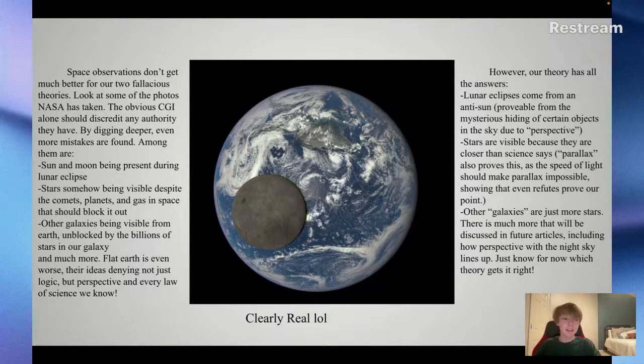Lunar eclipses come from an anti-sun, provable from the mysterious hiding of certain objects in the sky due to perspective. Like, my cat's biting my hand so hard. Stop. No. Look at him. He's crazy. Stop.